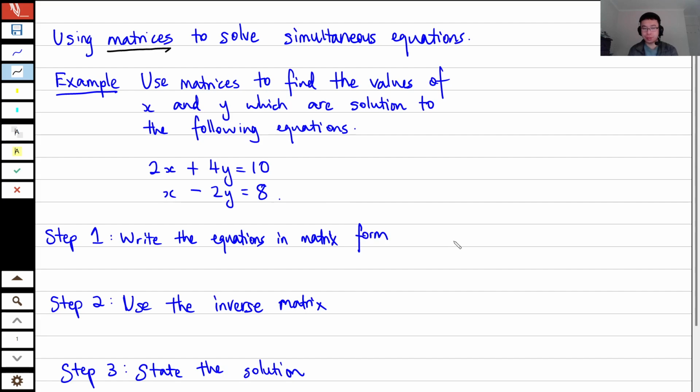So our first step is to set up a matrix equation. The matrix equation is going to look something like this. I'm going to have a 2 by 2 matrix multiplied by a 2 by 1 matrix with the letters that we're solving for, in this case x and y. And when I multiply those two matrices together, I'll get another 2 by 1 matrix with these numbers here, 10 and 8.